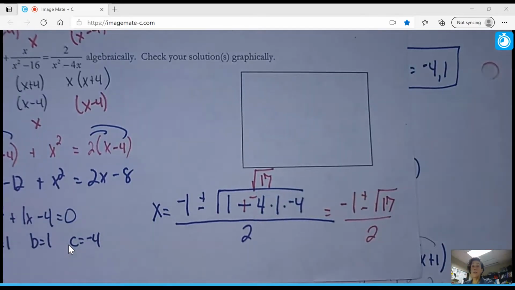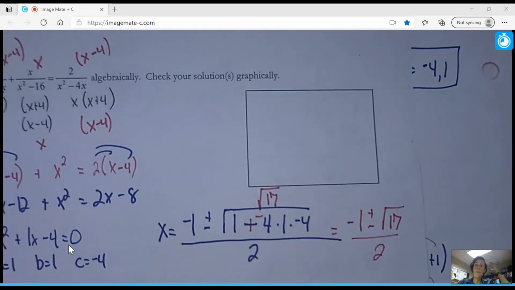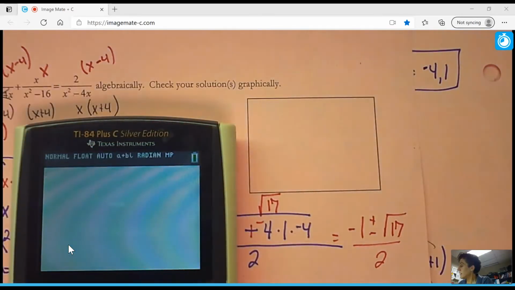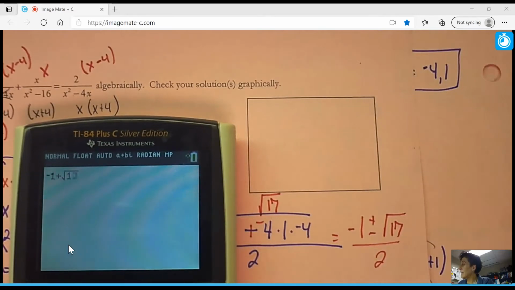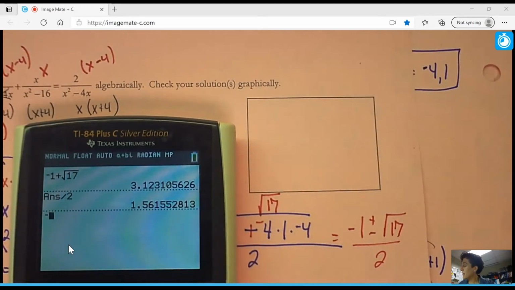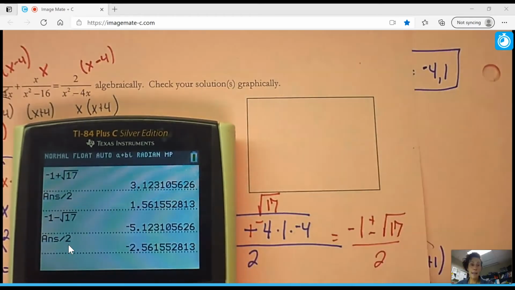The next thing I would want to do is see is 17 perfect, and if it's not, maybe it has factors that are perfect, which it doesn't. So this is a fine answer. If you really want to know the decimals, then what you could do is take -1 plus the square root of 17, hit enter, so that's your numerator, and then divide it by 2. So there's one x value, about 1.56. And then I could do -1 minus the square root of 17, hit enter, and there's my numerator, and divide that by 2. And my other answer would be -2.56.